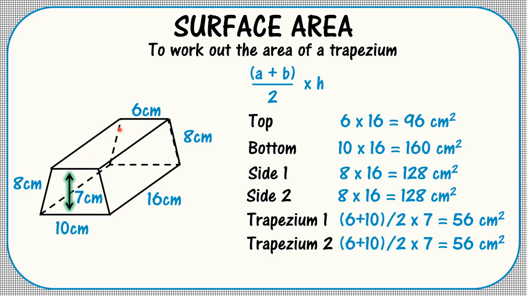So if the front trapezium is equal to 56 centimeters squared, the back trapezium would also be the same. Again, all you would do to work out the surface area is add the area of the faces together. So you add the top, the bottom, side 1, side 2, trapezium 1 and trapezium 2. You get a final answer of 624 centimeters squared. Remember to include the correct units.